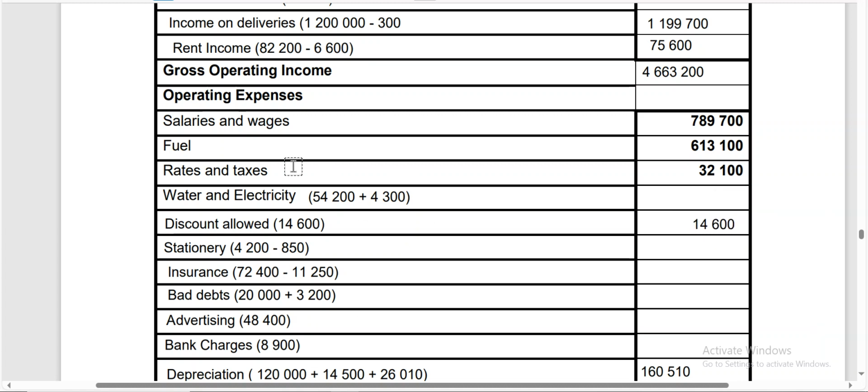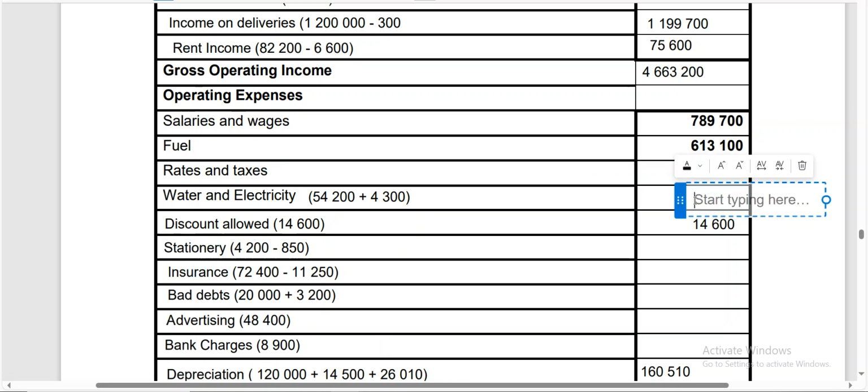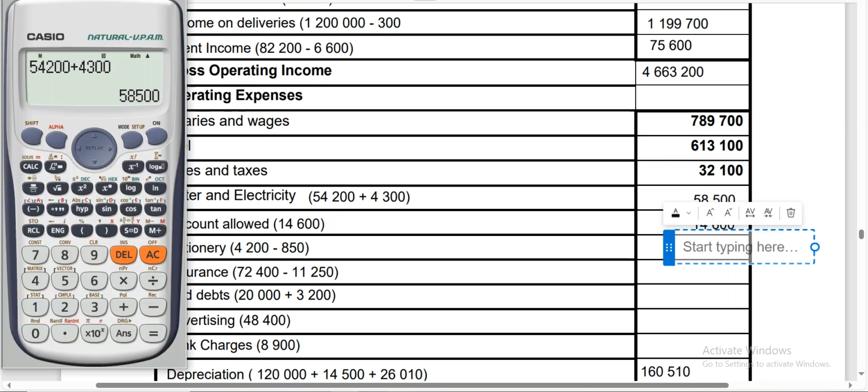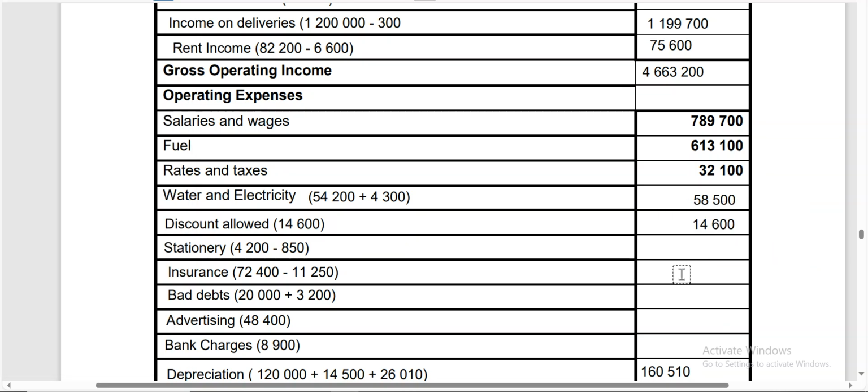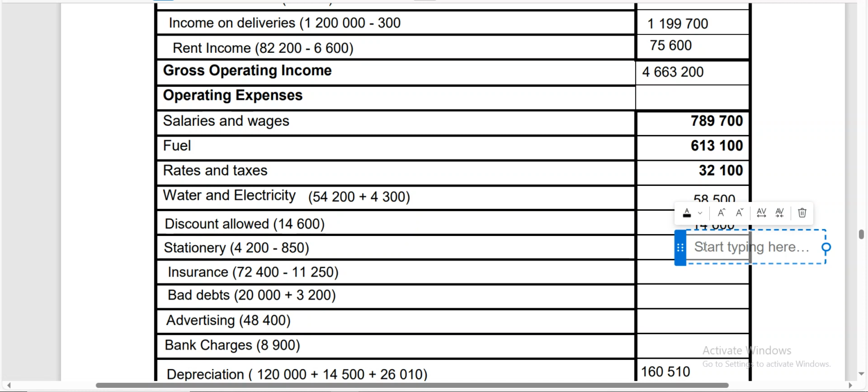Okay, so let's get our water and electricity. So 54,200 plus 4.3, it is giving us 58,500. So we'd have that 58,500 here. And then next, 4.2 subtract 850, it is giving us 3,350. So we'd have that 3,350.